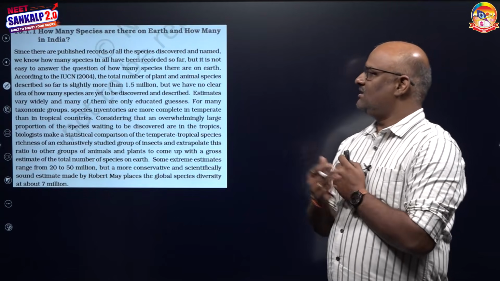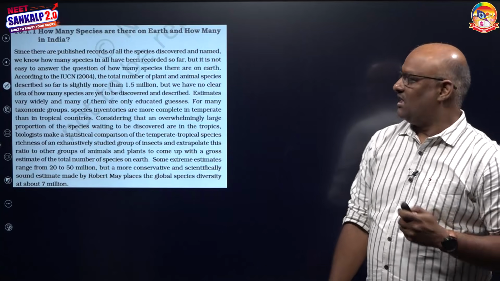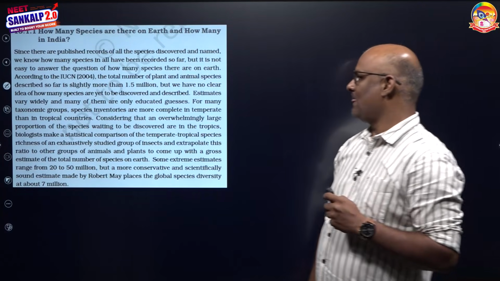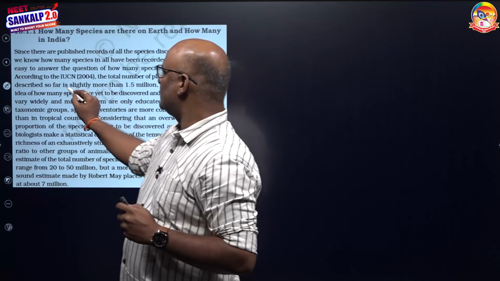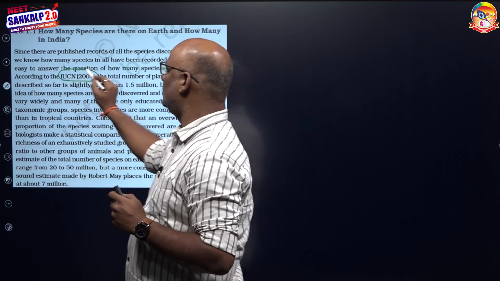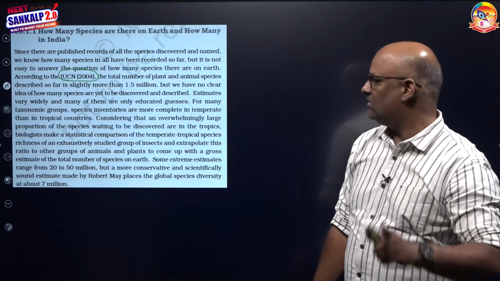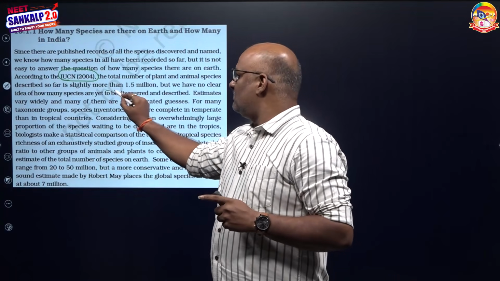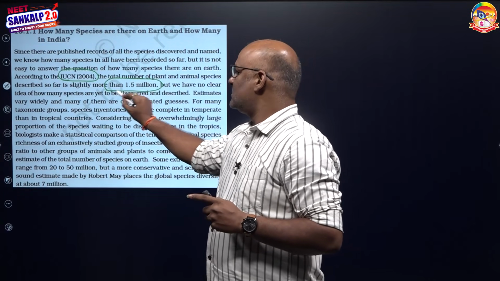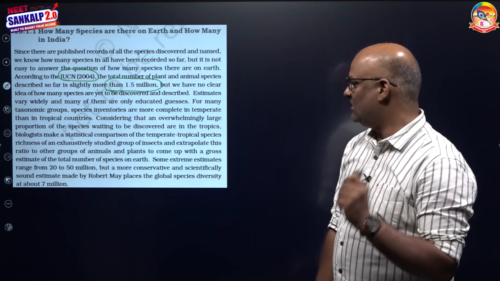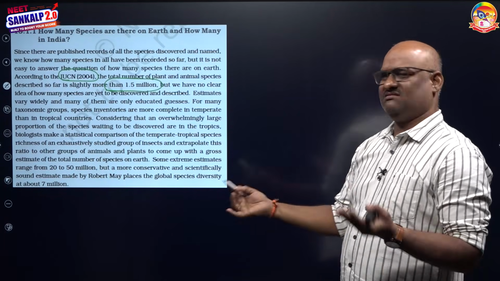Now, this is about some numericals. How many species are there on the earth and how many are present in India? According to IUCN, that is International Union of Conservation of Nature and Natural Resources, 2004, the total number of plant and animal species is slightly more than 1.5 million. Estimates differ.